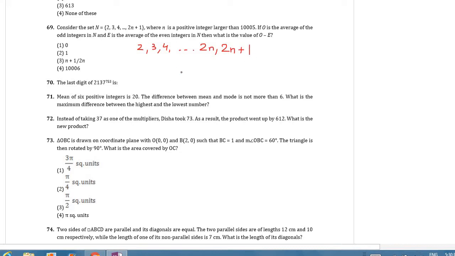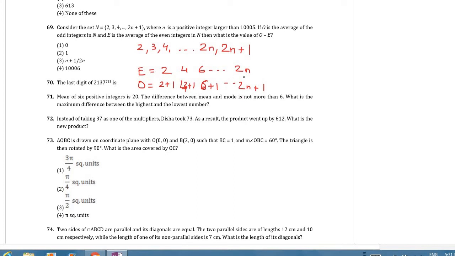So, if I observe, my even set is of the form 2, 4, 6, and so on up to 2n, and my odd set is actually of the form 2 plus 1, 3 plus 1, 6 plus 1. Sorry, here I made a mistake. It should be 2 plus 1, 4 plus 1, 6 plus 1, and so on up to 2n plus 1. So each set has the same number of terms.